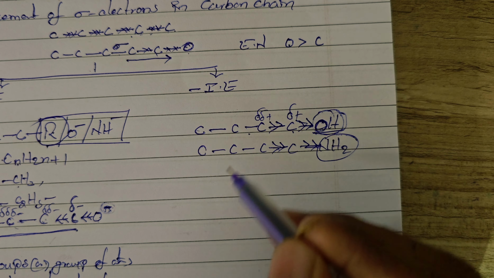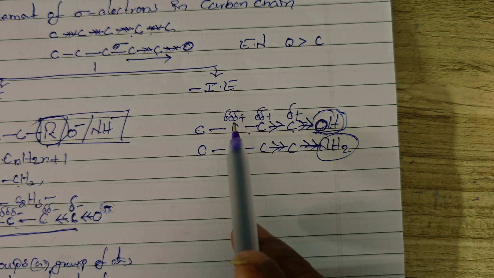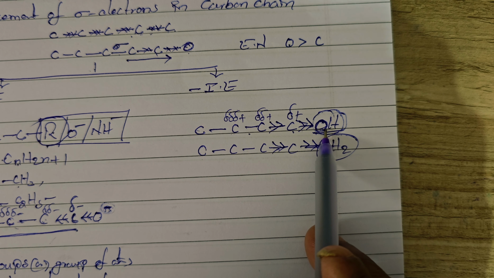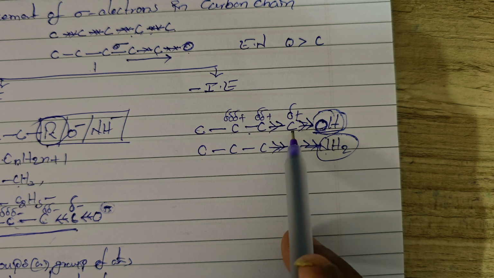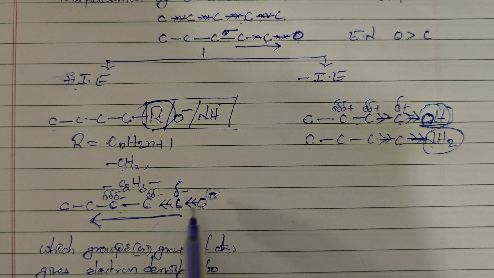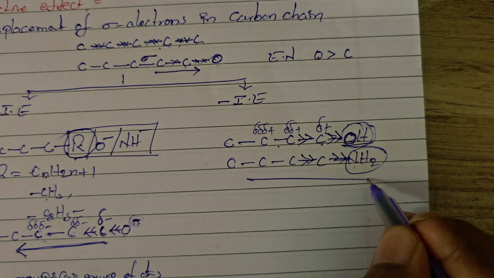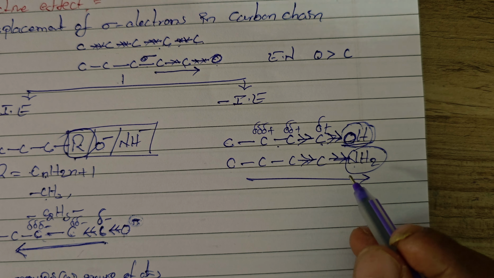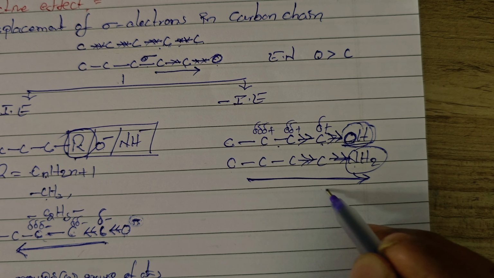This is less positive charge. Less positive charge is existing on this carbon because this carbon is far away from the OH. Which carbon is nearer to this OH or NH2? They lose more electron density. Which carbon is nearer to the more electronegative atom with negative charge, that gains more electron density. This is plus I effect. This is minus I effect.